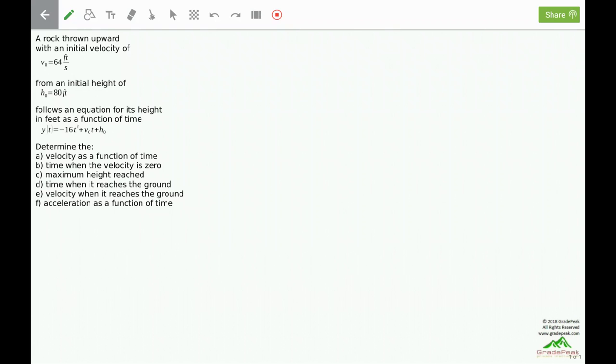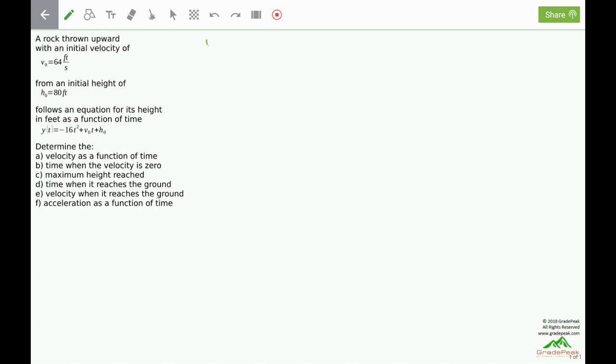A rock thrown upward with initial velocity of v naught equals 64 feet per second from an initial height of h naught equals 80 feet follows an equation for its height in feet as a function of time. y of t equals negative 16t squared plus v naught t plus h naught. Determine the parts A through F.